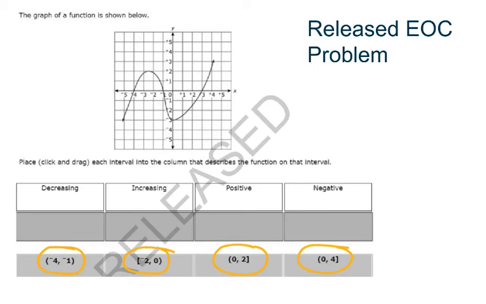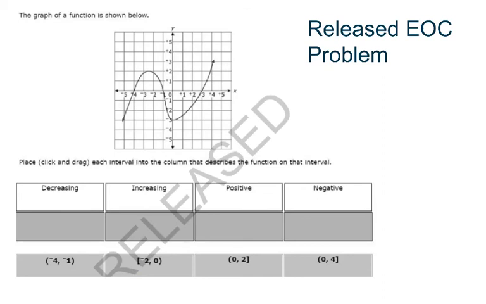It's saying when x is between -4 and 1, is that decreasing, increasing, positive, or negative? When x is between -2 and 0, is it decreasing, increasing, positive, or negative? When x is between 0 and 2, is it decreasing, increasing, positive, or negative? And when x is between 0 and 4, is it decreasing, increasing, positive, or negative? So I'm going to give you some time to put this in the best category it fits. Only one goes in each category. And see if you can figure this out.